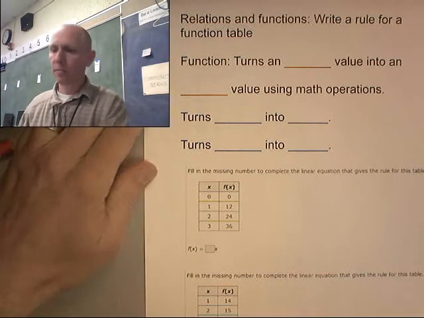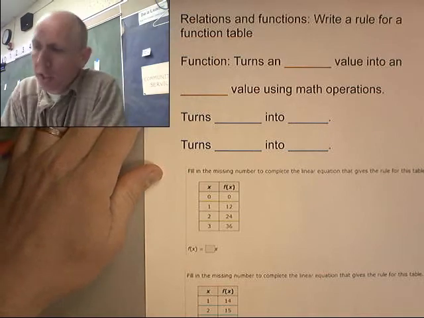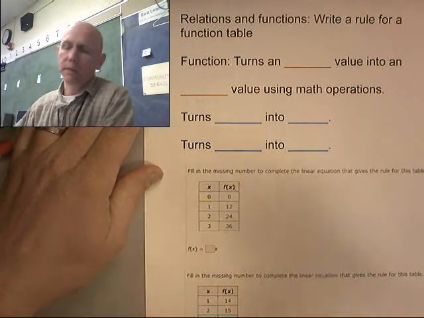All right, this is Mr. Barr. We're going to talk about relations and functions, writing a rule for a function table.